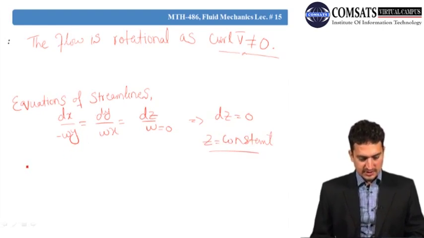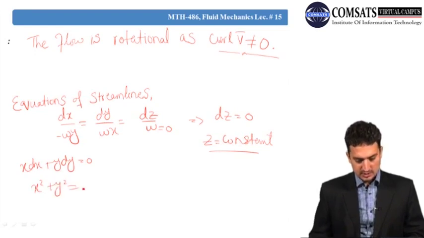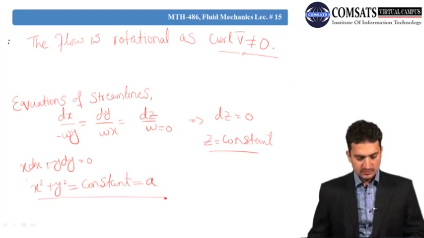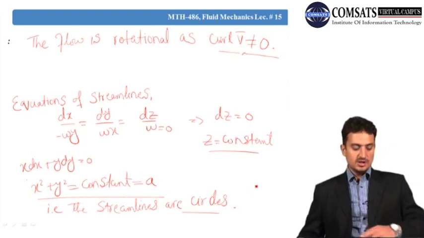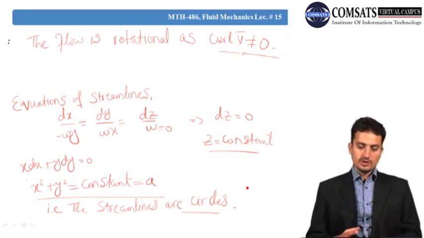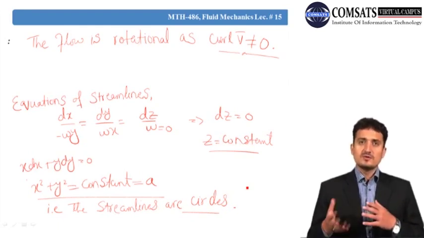Secondly, from these two equations you will see that x dx plus y dy equals 0, and when we integrate we get x square plus y square is equal to a constant, call any constant a. If you look at this carefully, this is the equation of a circle. So the streamlines are circles.